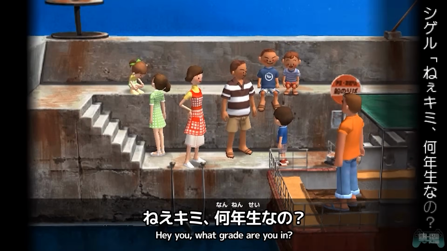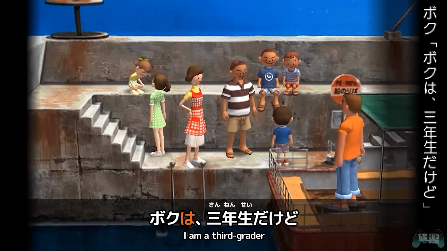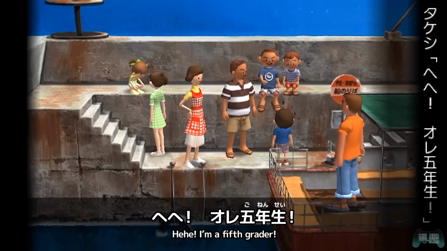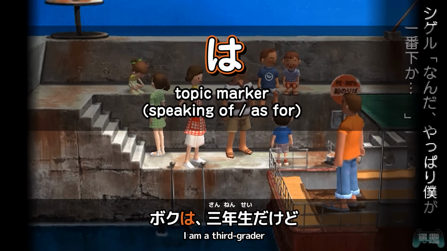ねえ、君何年生なの？僕は3年生だけど。 俺5年生。 Wa, the topic marker.